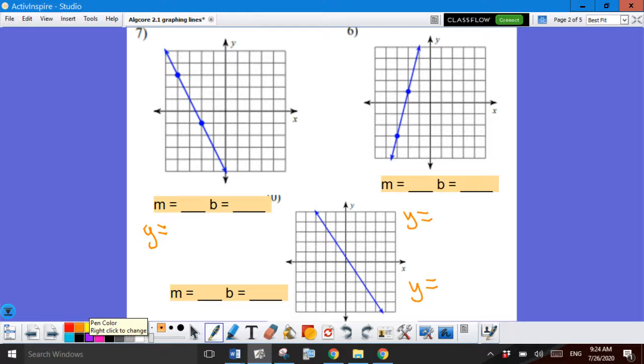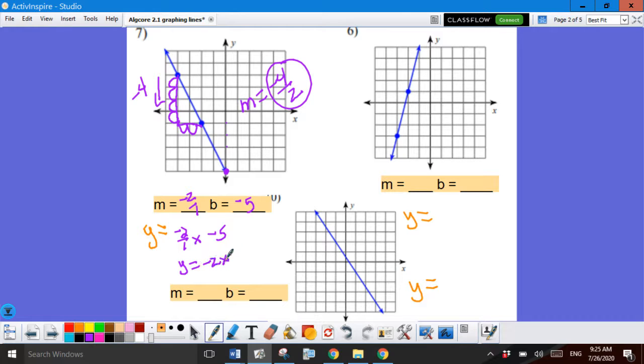Okay, so if I take a look at this one, I know that this one's going to be negative. Here's my B, and that is 1, 2, 3, 4, -5. So B is -5. And they're giving me 2 points. If they give me 2 points, I'm actually going to use the points they give me. So 1, 2, 3, 4. That's down. So -4 and 2. So I think my slope is -4 over 2. But that is not simplified. So if I simplify that, I'm going to come up with -2 over 1. So y equals -2 over 1x minus 5, or y equals -2x minus 5. Either way.